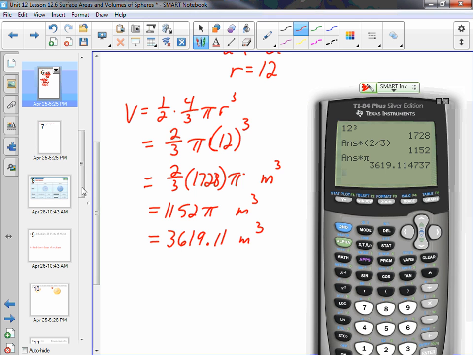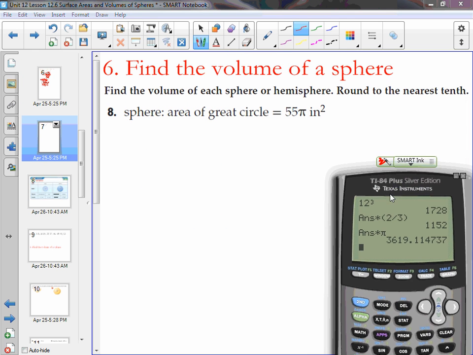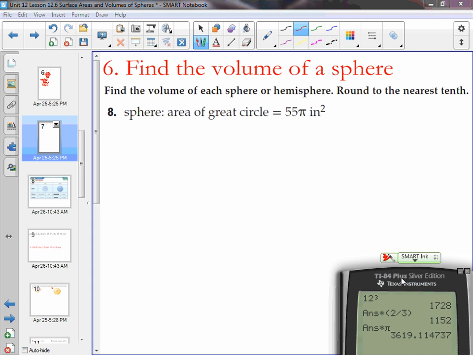All right. Last example. Ooh. Area of a great circle this time. So, all right, we have the same kind of deal here. We need to find the radius. Now, the great circle is the cross section that passes through the center of the sphere. So I'm tired of using red. So we've got that as our cross section, and we need to find r.